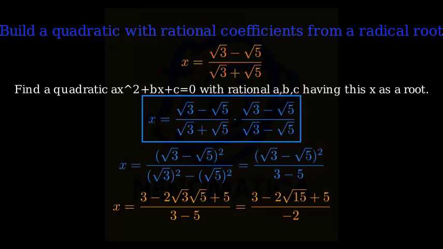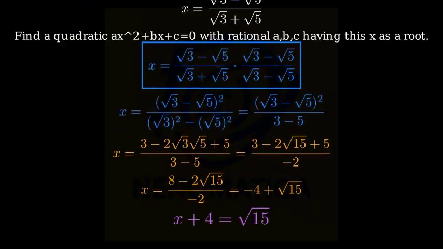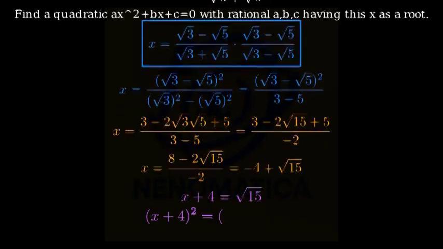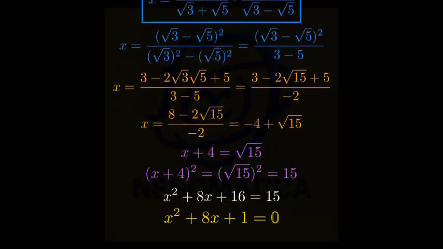Square both sides to eliminate the square root. Expand the left side and bring all terms to one side by adding 4 to both sides. Square both sides to eliminate the square root. Expand the left side and bring all terms to one side to form a quadratic.